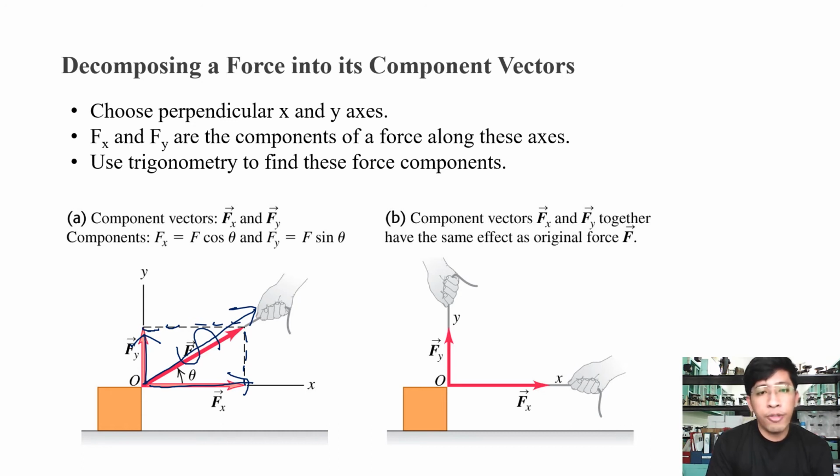So your single force that you applied here at an angle theta is also equivalent to having two forces. One is pulling to the right and then the other is pulling upward. And if you sum these two forces here, you'd expect that your block or your box will move in this direction here, which is your F net or your net resultant force.